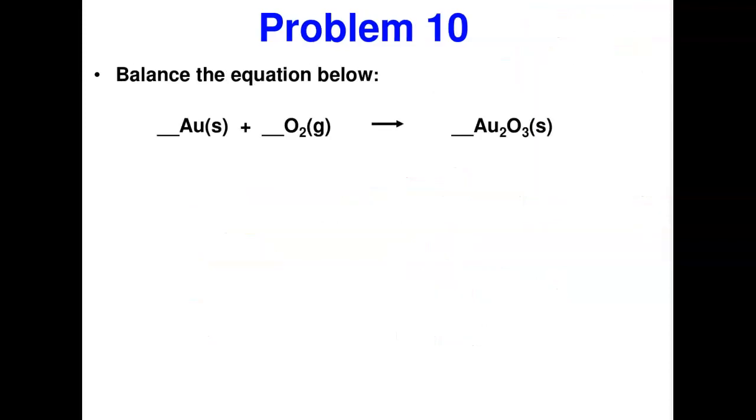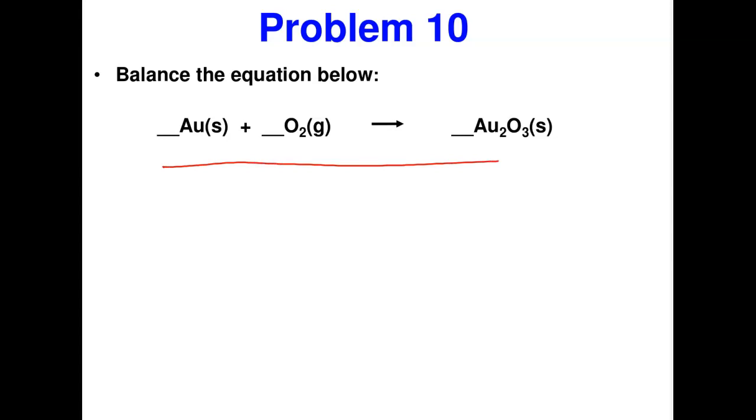Now, of course, the last but not the least of the problems we're going to be solving today in balancing equations is the one below. Here it says this is gold solid. It's reacting with oxygen to form gold 3 oxide.